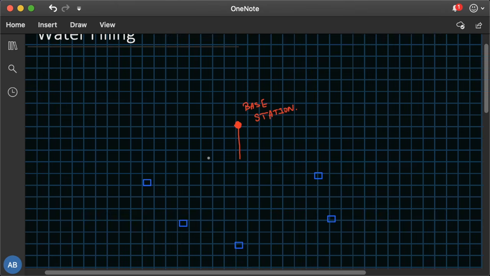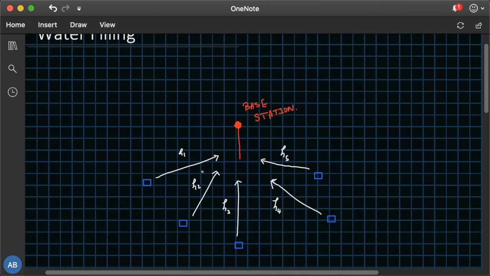So the base station happens to know the channel gain between each user and itself. So let the channel gains be denoted as HK. So HK denotes the channel gain between user K and the base station. So H1 is the channel gain from user 1 towards the base station, and so on.